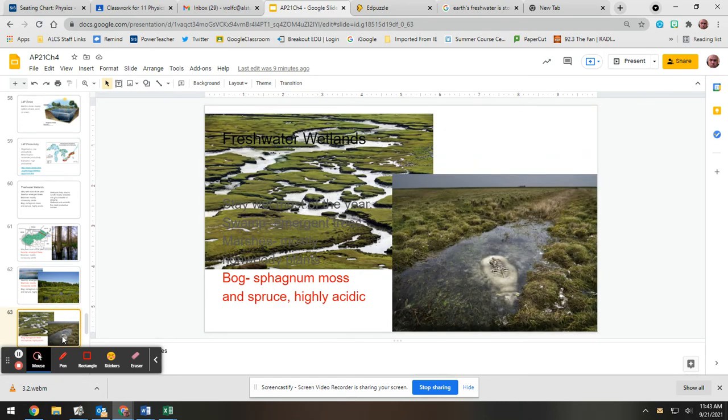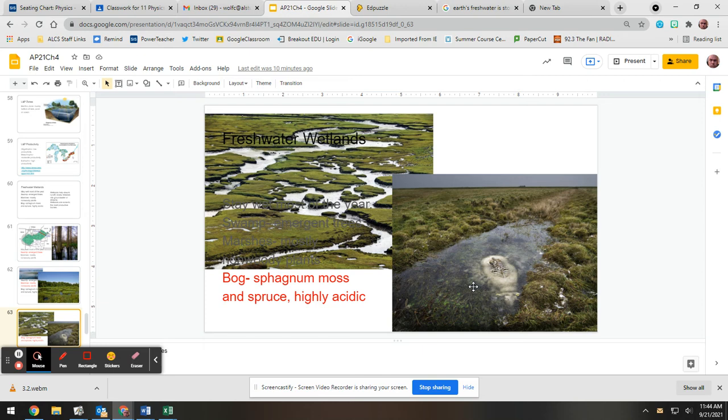Then you get bogs. Bogs are really gross and cool. Again, you get moss and you get some spruces, and they're highly acidic. So check out this sheep. You'll notice the backbone is exposed, and that's what's rotted away, whereas the rest of the sheep is not rotted away. In fact, the rest of the sheep is very highly well preserved.